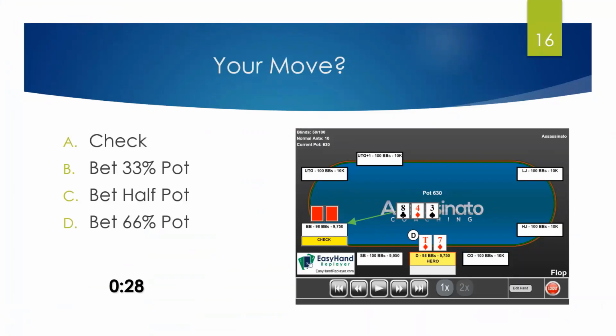Now, if you had to pick another answer here, which one would it be? There is one other exploitative play here which requires a bit more finesse. Does anyone know what it is?